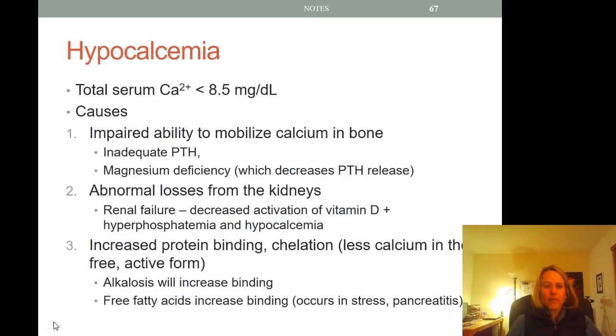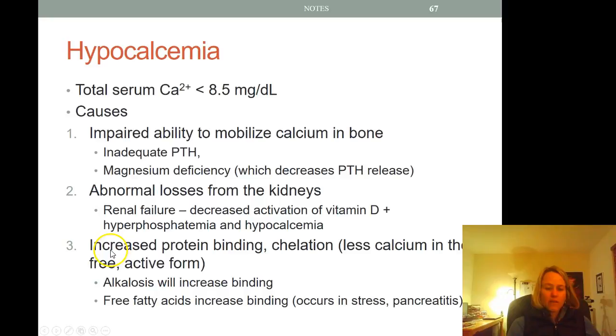With hypocalcemia, our total serum calcium is less than 8.5 milligrams per deciliter. It's caused by, number one, an impaired ability to mobilize calcium in bone. So for instance, if parathyroid hormone was low, or with magnesium deficiency, because this can decrease parathyroid hormone release. We can also have abnormal losses from the kidney. In renal failure, we see decreased activation of vitamin D, as well as hyperphosphatemia and hypocalcemia.